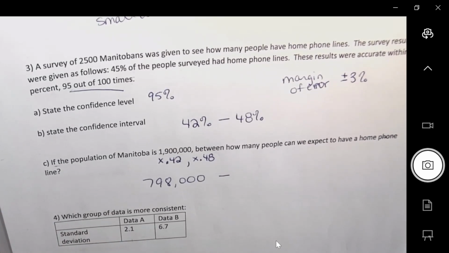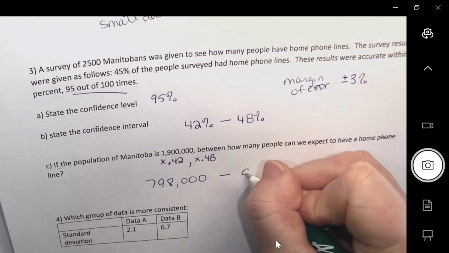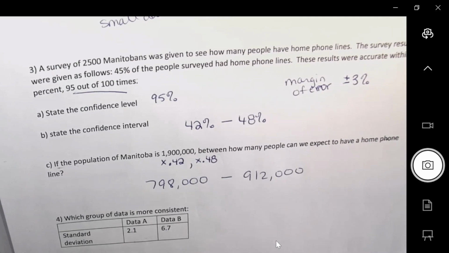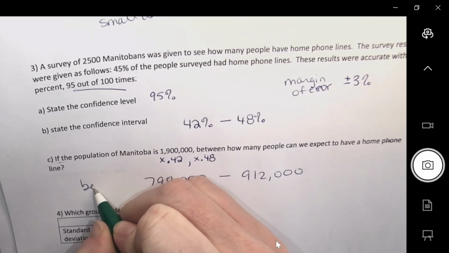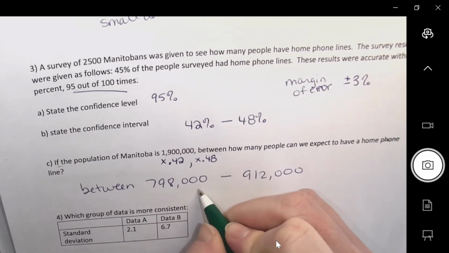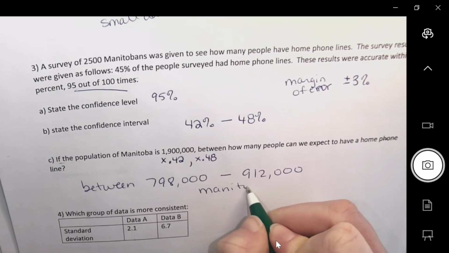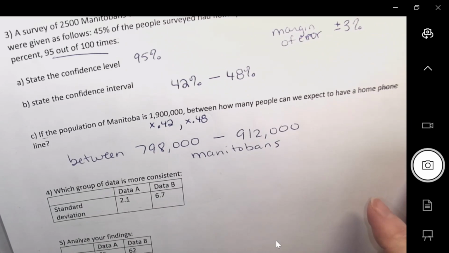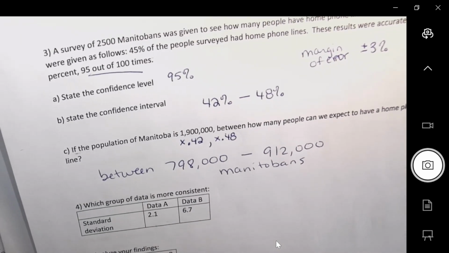Do you know that you can push second entry and then just go change your number, right? Save yourself time as much as you can, go second entry. And then edit the 42 to a 48. Okay, so that's where we are. We're between that many Manitobans we're expecting to have home phones.